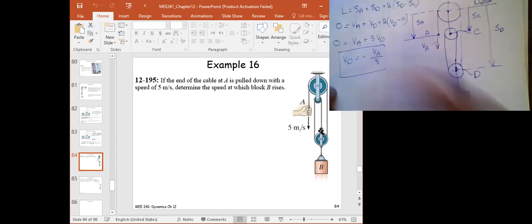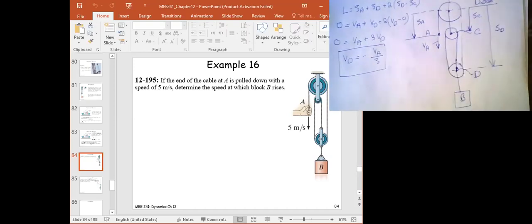Can someone tell me how can I now find the velocity of B? It's the same as D. Why is the velocity of B equal to the velocity of D? Because D is attached to it, bringing it upwards. And if you are sitting in your car, you have the same velocity as your car, right?